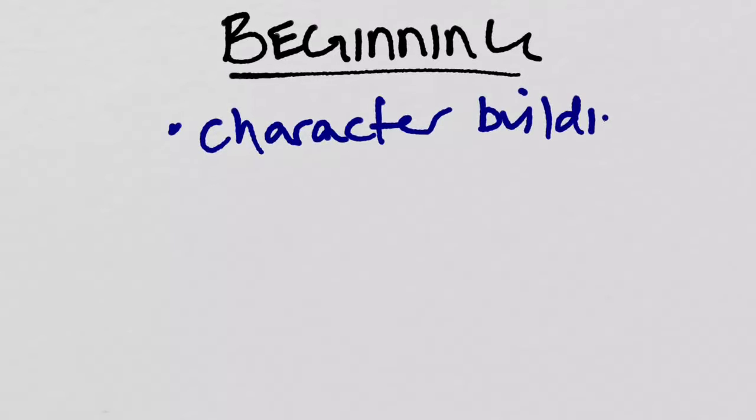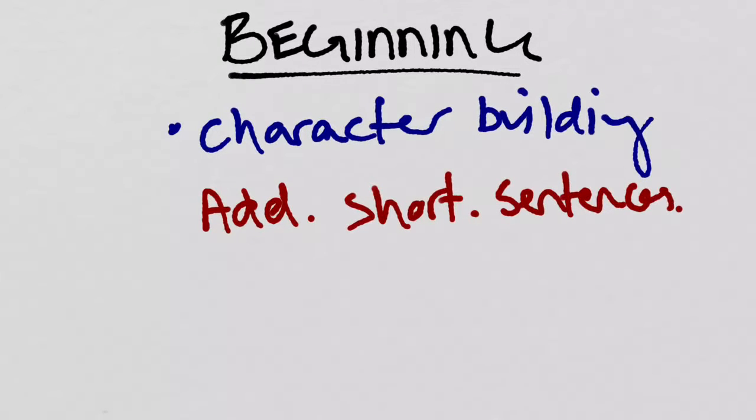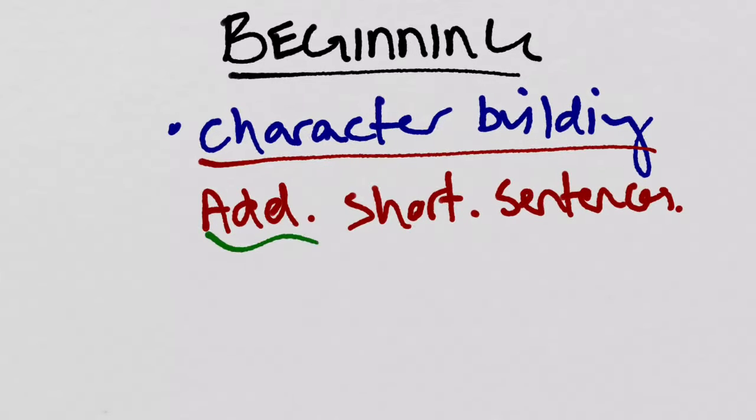So one thing you can do in your writing today is add some short sentences at the beginning that describe the characters or the main character in your story. Okay? That's one thing that I want you to do. Make a note of that in your notebook today: you're going to do character building by adding short sentences at the beginning of your writing.